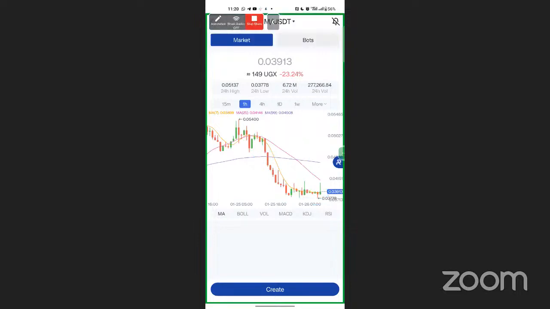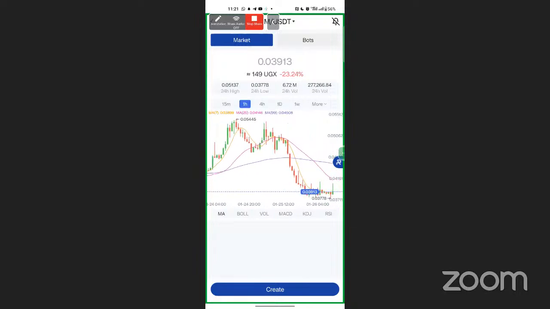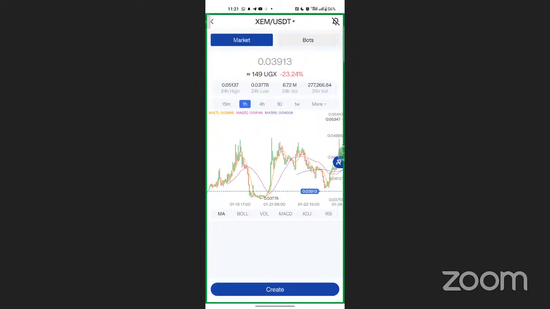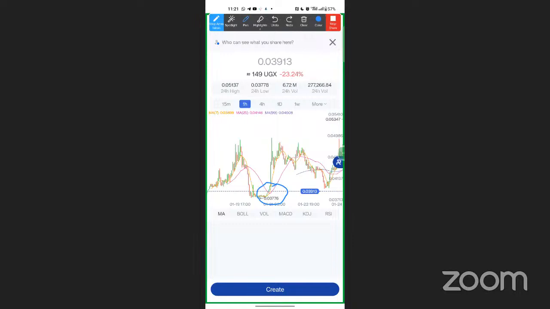Now, when these three meet in one place, they form what we call a rainbow. Who can see this nice golden cross? Give me a 5 if you can see this nice golden cross. Can you see that? It was a sweet golden cross, a very sweet one.